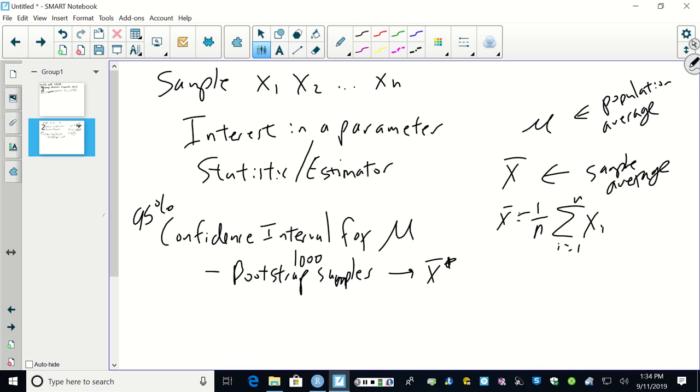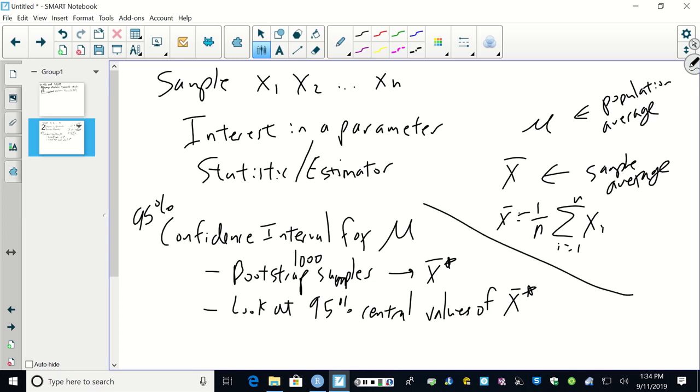And then we're going to look at the central 95% of values of our bootstrap sample averages. So we need some way to pick these bootstrap samples that's consistent with our data and models and hypotheses and things like that. And one way of doing this is just resampling from the data we have.